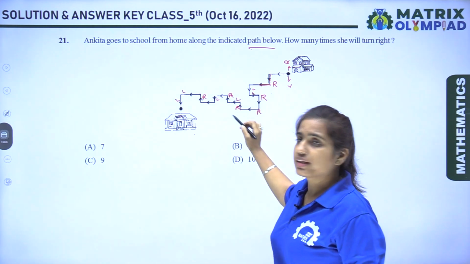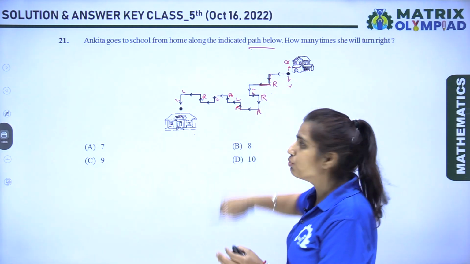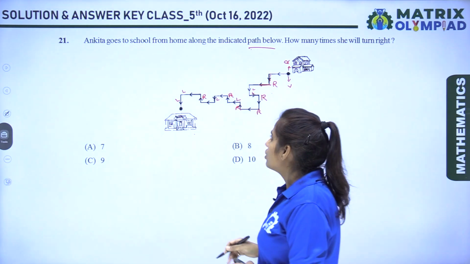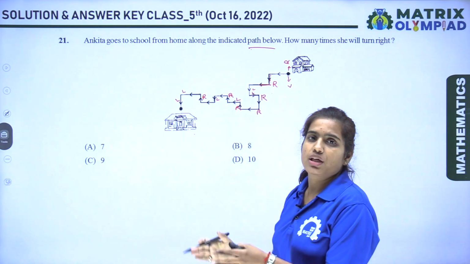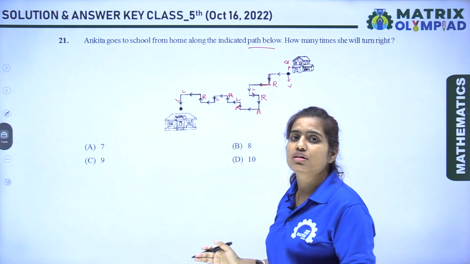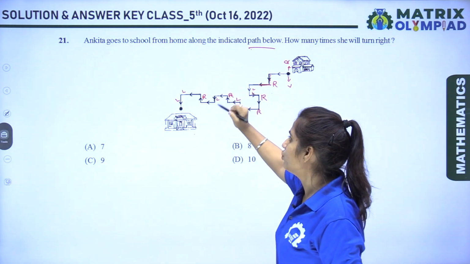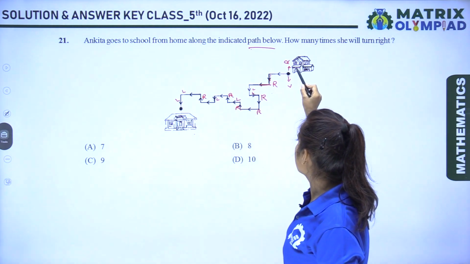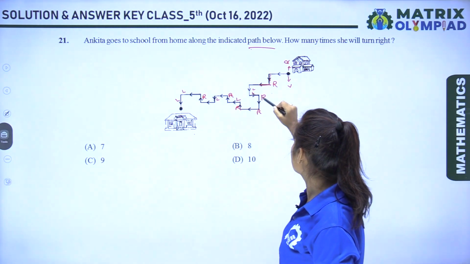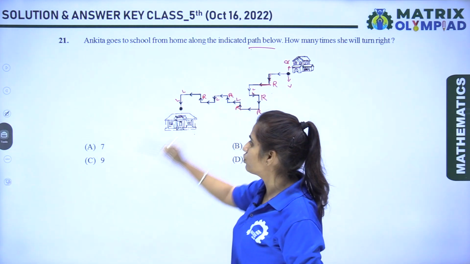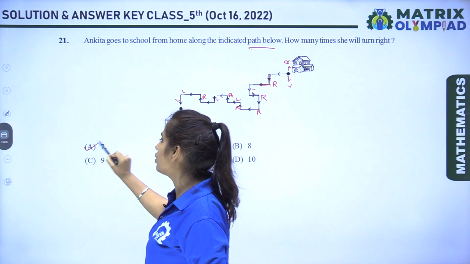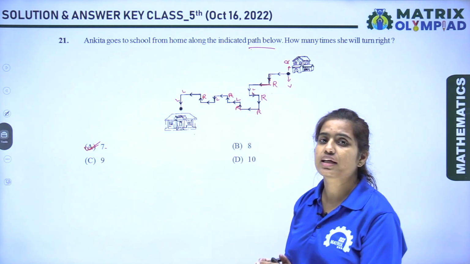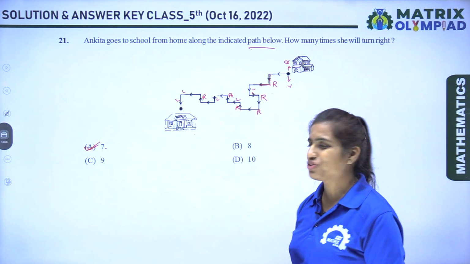So these are the turns in which she moves to the right side. When you are moving on a path, you have to just check the direction in which she is moving according to the arrows. Now we have to count how many turns she has taken. 1, 2, 3, 4, 5, 6, 7. So here are 7 right turns. Option A is the correct answer of the 21st question.